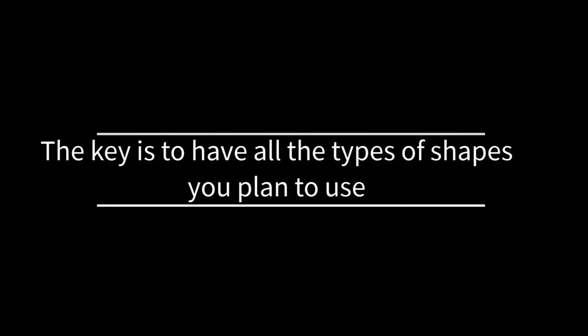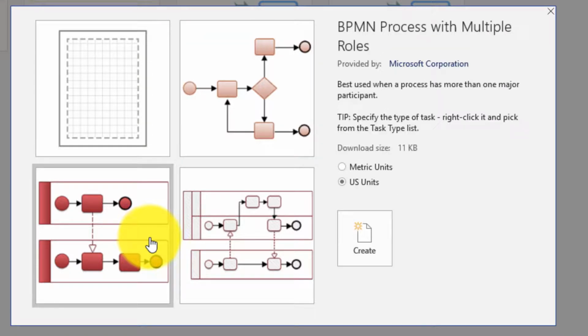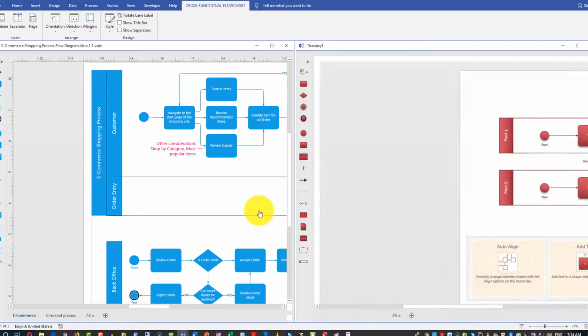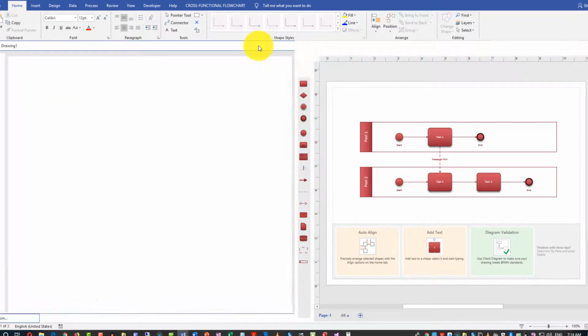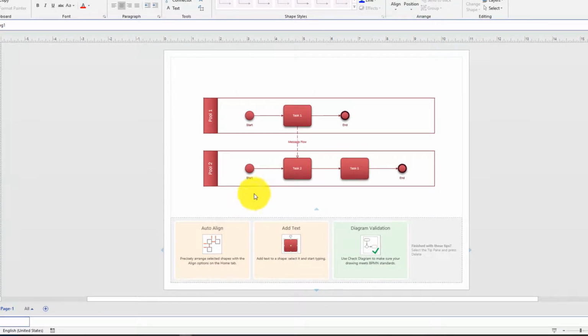The key is to have all the types of shapes that we are planning to use. So I'm going to pick this style just because I like it. There's no other reason. And we'll start a brand new diagram. I am going to close this diagram. And what you see here is the template.